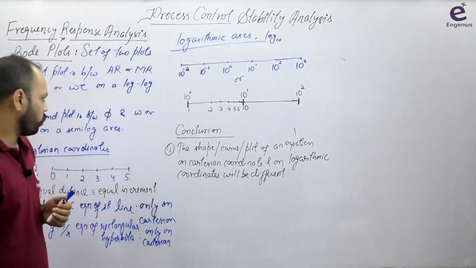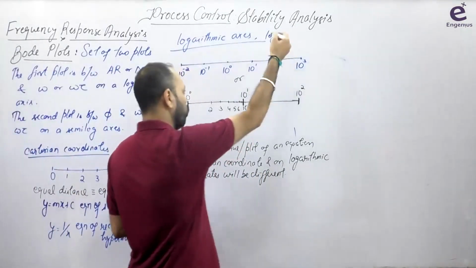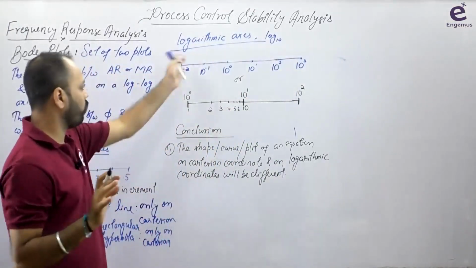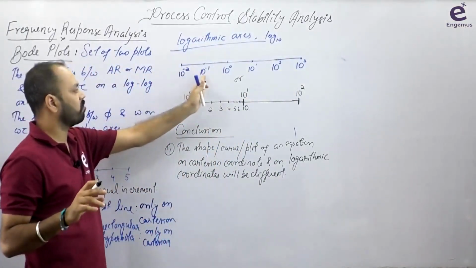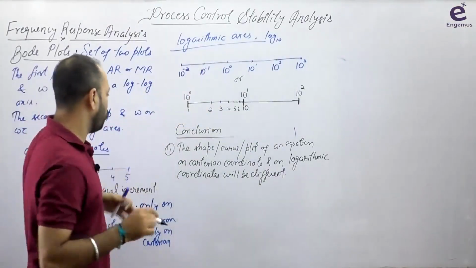Okay, one more thing. It can be log 10 also, it can be log e also. It's not always log 10, it can be e also, then e raised to power minus 2, e raised to power minus 1, e raised to power 0, like that.